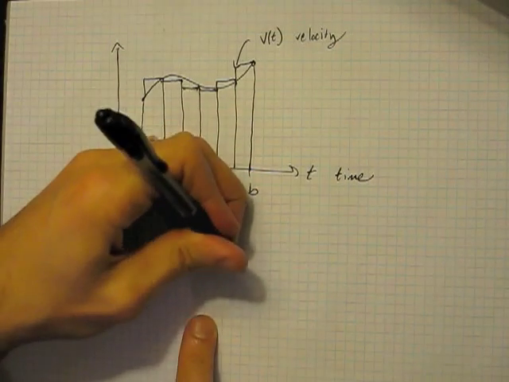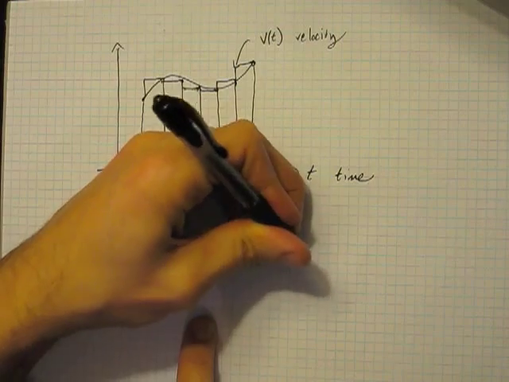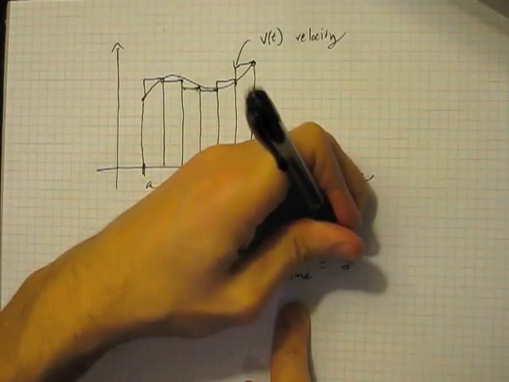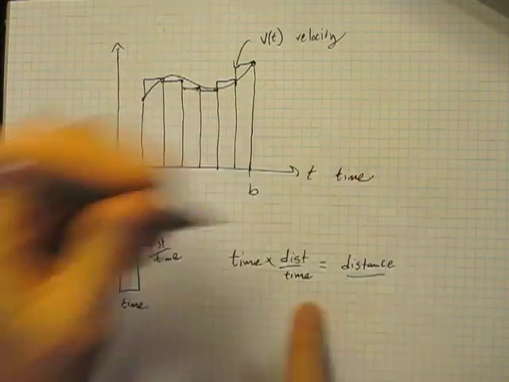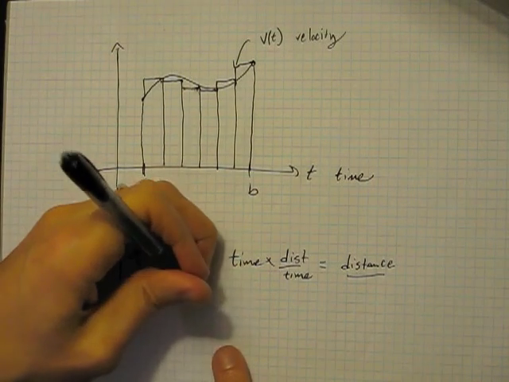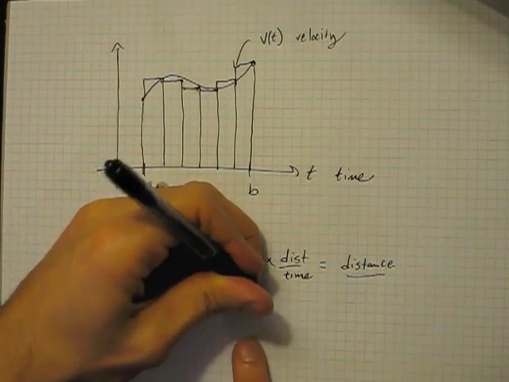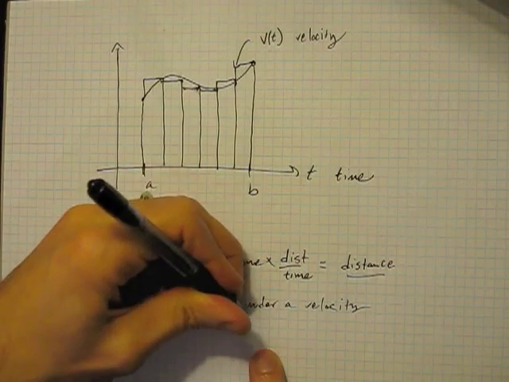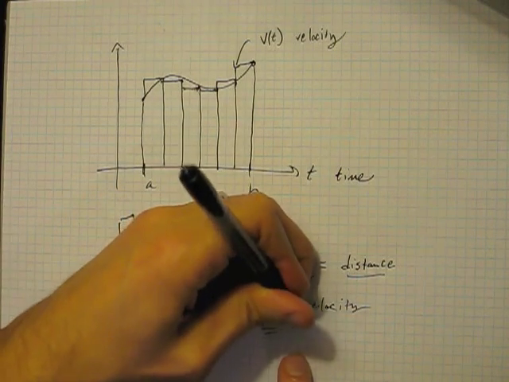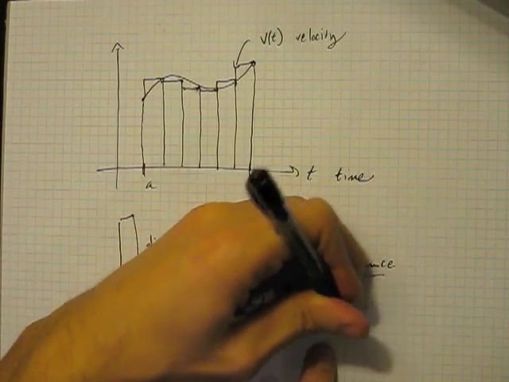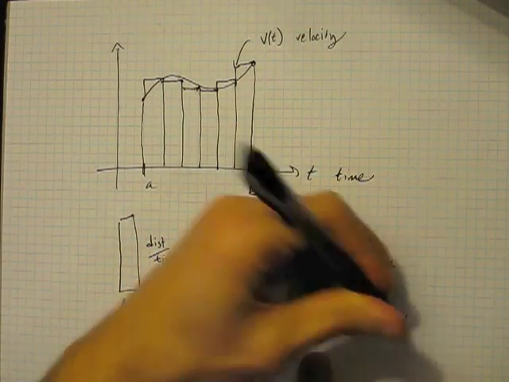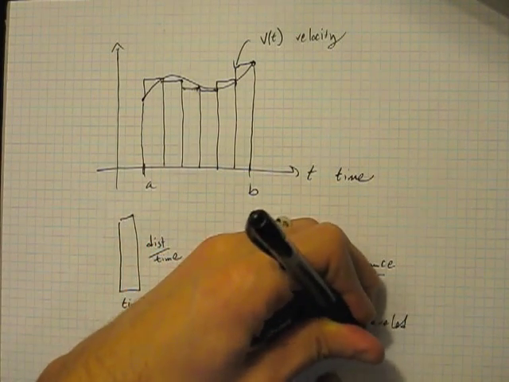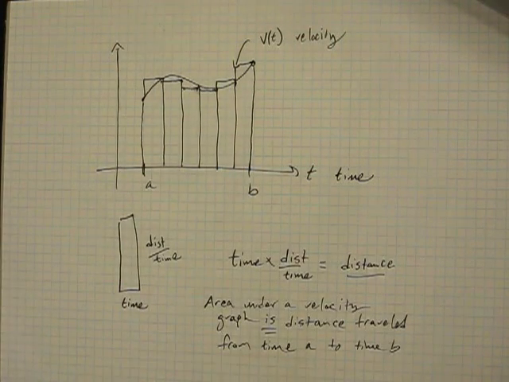So if you do time times distance over time, then the units of area here are just distance. So that's absolutely key. That means that the area under a velocity graph is distance traveled from time a to time b. We'll think more about this in class.